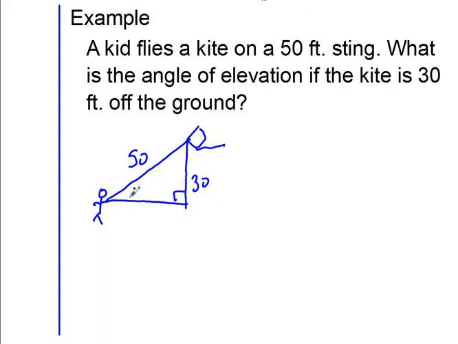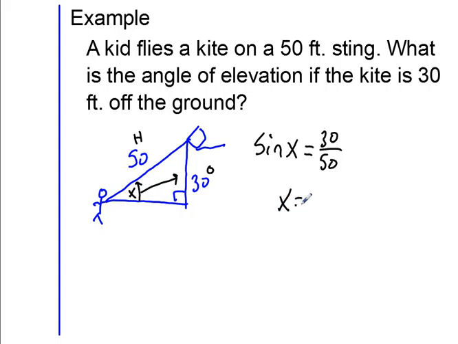So the angle of elevation is right here because it's where the kid would have to look forward and then look up. My 30 in this problem is an opposite, and my 50 is the hypotenuse. There is no number on the adjacent, so I don't care about the adjacent. What uses opposite and hypotenuse? Well, that would be sine. So the sine of angle x is equal to opposite 30 over 50 hypotenuse.